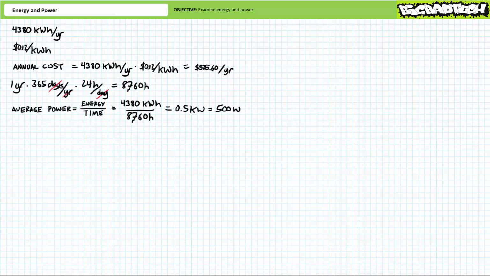Power is energy over time. 1 year is 365 days, 1 day is 24 hours, so 1 year is 8,760 hours. 4,380 kilowatt hours over 8,760 hours yields a power rating of 0.5 kilowatts, or more appropriately, 500 watts. You might reasonably think a water heater continuously, steadily draws 500 watts of power and could be powered by a 500 watt generator. This, however, is an average power figure only and totally misrepresents how an actual water heater works.